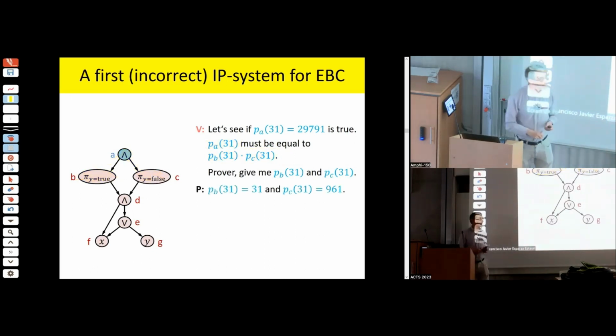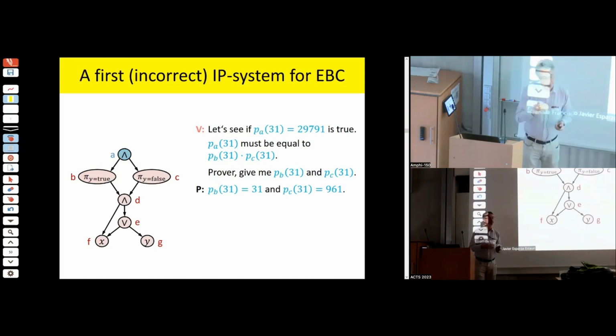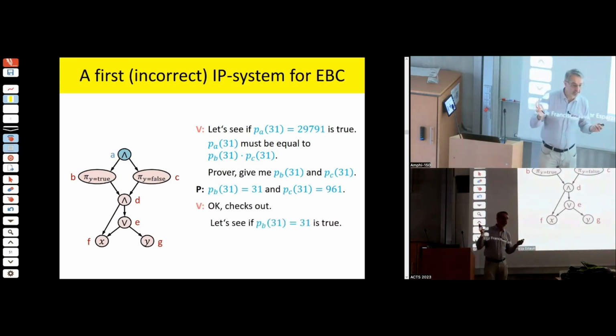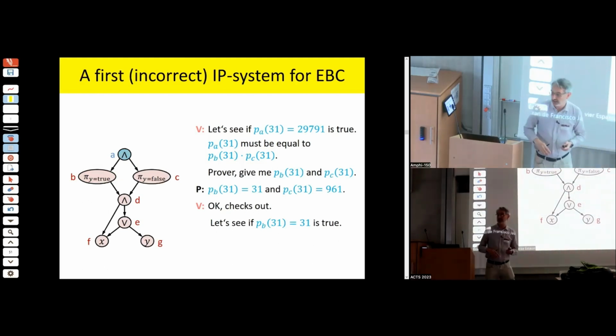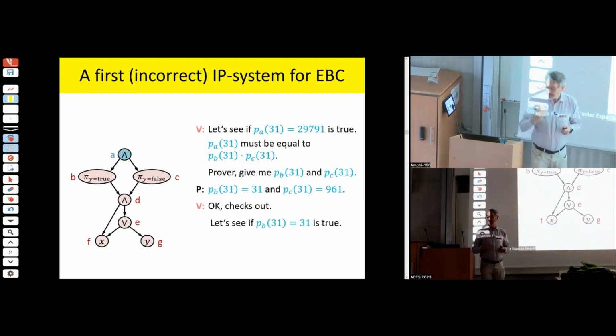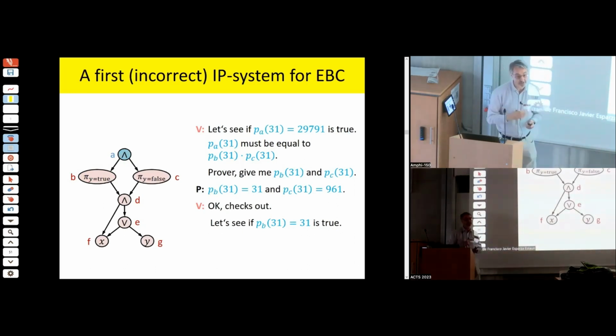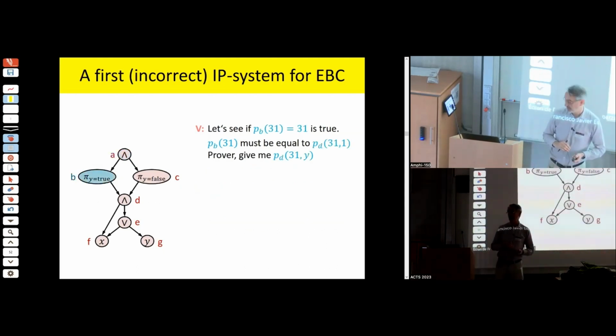So the prover answers, well, PB of 31 is 31, and PC of 31 is 31 squared. Okay, good. Then the verifier says, okay, this checks out. When I compute the product, indeed, I get what I should get. So now the idea is that everything relies on whether you are telling me the truth about PB and PC. And now we can iterate, right? Let's see if PB of 31 is true. And later we will check PC of 31.